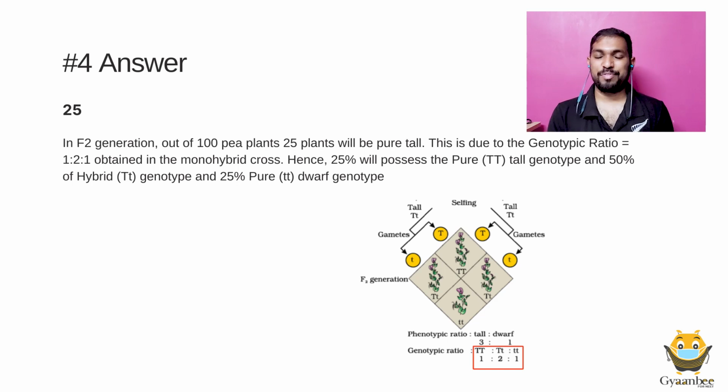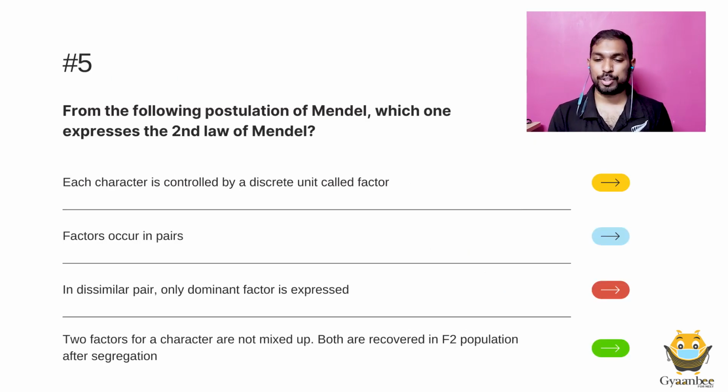Question number 5 was very surprising because this turned out to be tricky for a few people. So, from the following postulations of Mendel, which one expresses the second law of Mendel? Option A is each character is controlled by a discrete unit called factor. Option B is factors occur in pairs. Option C, in a dissimilar pair, only the dominant factor is expressed. Option D, two factors for a character are not mixed up. Both are recovered in the F2 population after segregation.